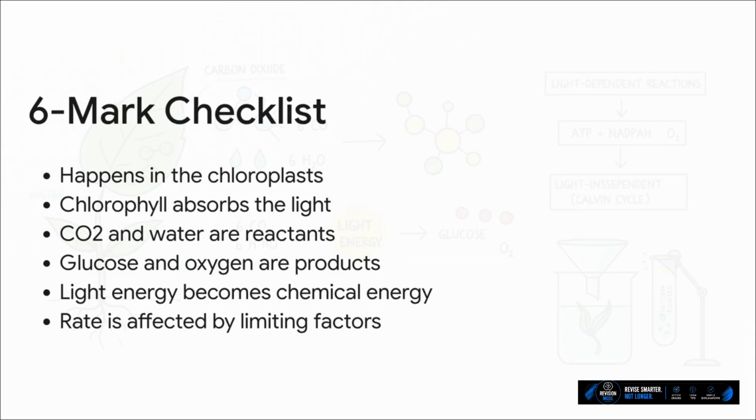You state it happens in the chloroplast. You state chlorophyll absorbs the light. You explicitly name carbon dioxide and water as the reactants and glucose and oxygen as the products. You absolutely must mention the energy transfer, that light energy is converted into chemical energy. And finally, wrap it up by saying the rate is controlled by limiting factors. Hitting those precise scientific beats is exactly how you lock in a perfect 6 out of 6.